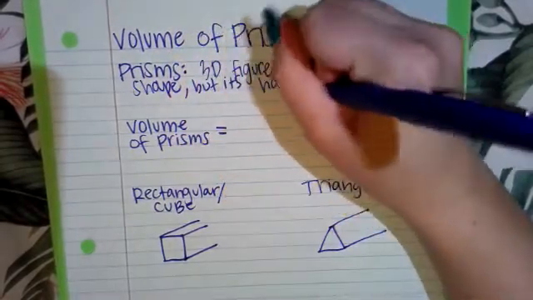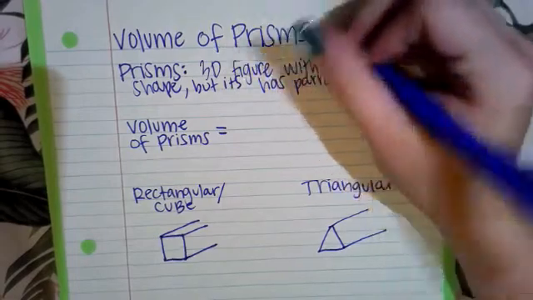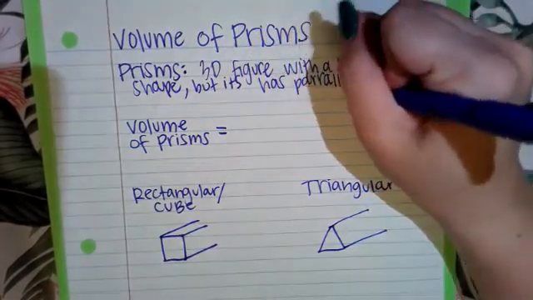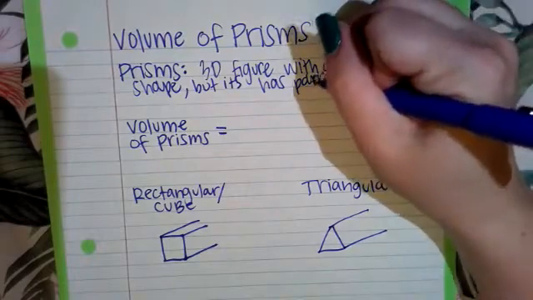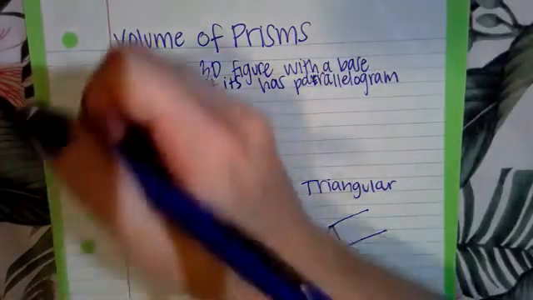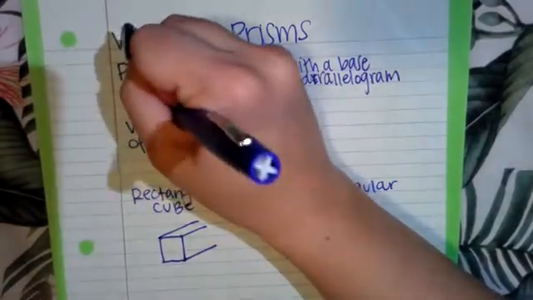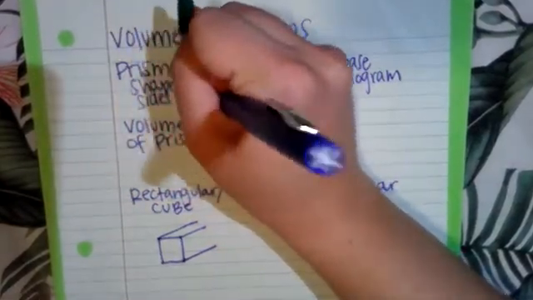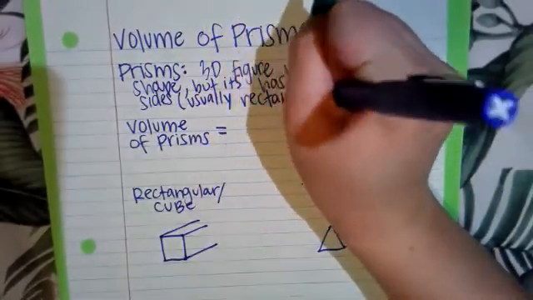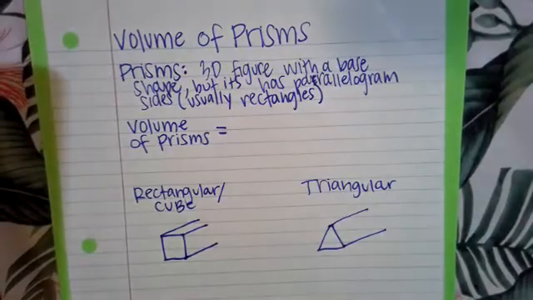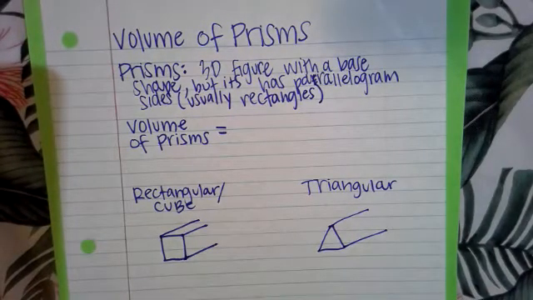But it has parallelograms for sides. So I'm just going to put "has parallelogram sides," and I'm pretty sure I threw an extra R in there for parallelogram. Usually they're rectangles. But sometimes we have parallelogram sides that don't have right angles, so they're not technically rectangles. That's why, instead of saying it has rectangles for sides, we say parallelogram sides. But most of the time it's rectangles.